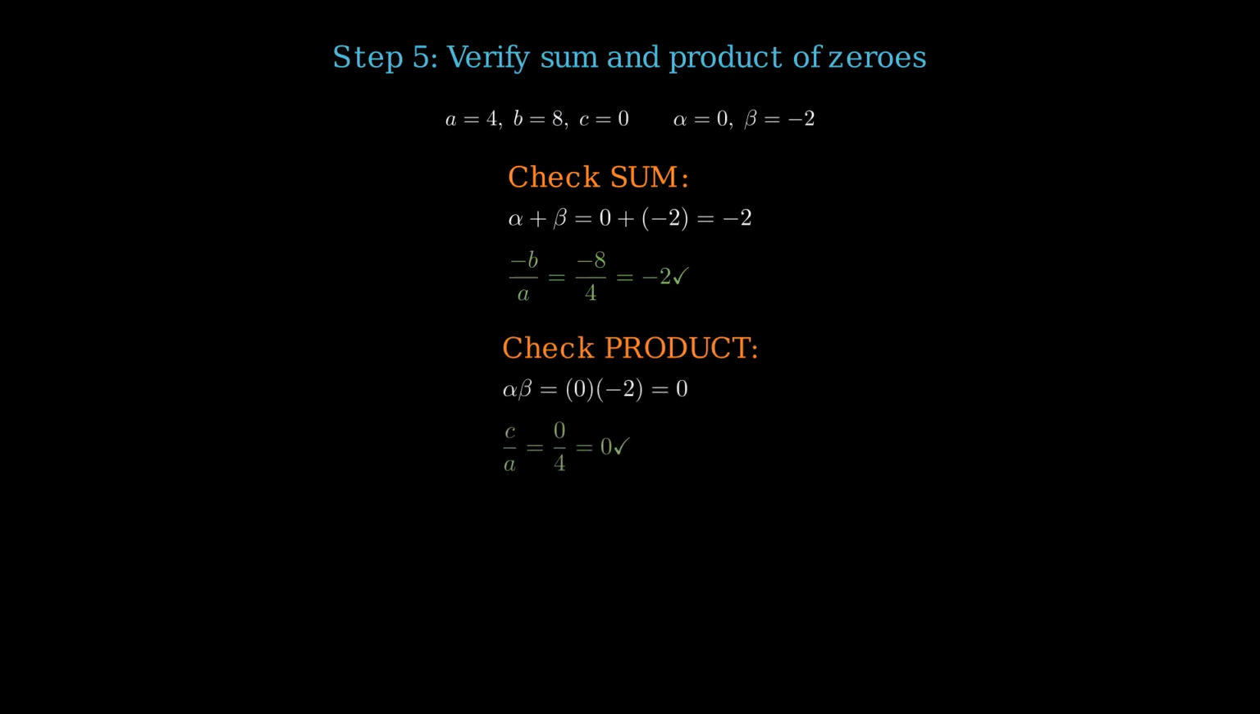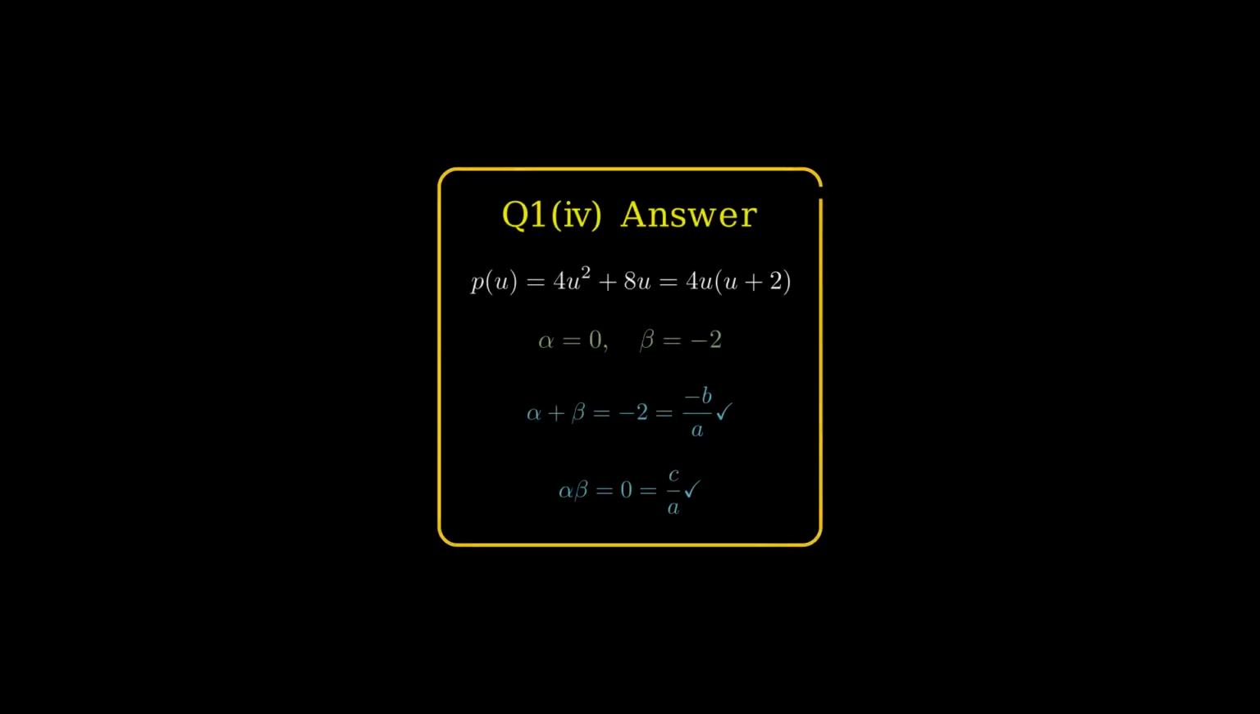Product is verified. Both coefficient relationships are confirmed. Note that when c equals 0, the product of zeros is always 0, which means at least one zero must be 0 itself.